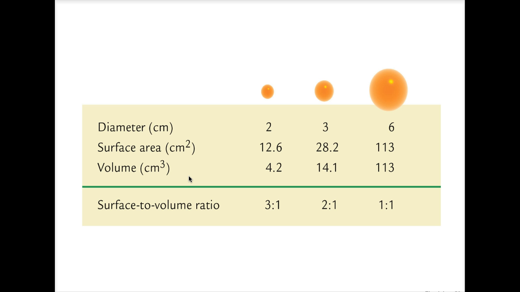Well, a cell really needs to have a larger surface area to volume to meet all the needs of the organelles that are packed inside of that cell. So surface area to volume ratio limits the size that cells can get.